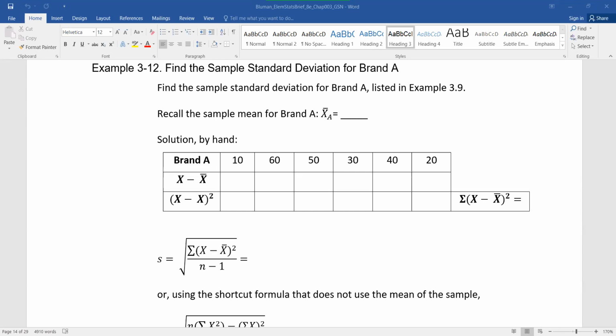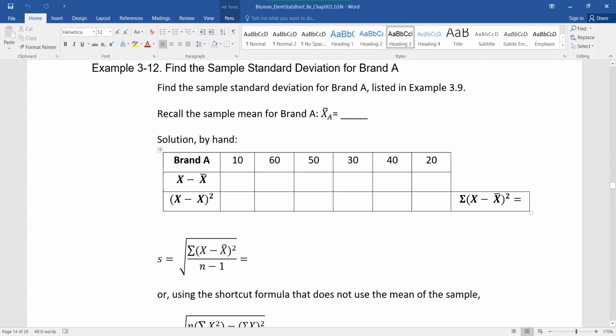All right, there it is right there. That's not brand A. It is in example 310. Yeah. So example 310 has our brand A and B. All right, so it does give it. Oh, good. I don't even have to go find it. I didn't even realize they gave it to us. All right, so brand A is there.